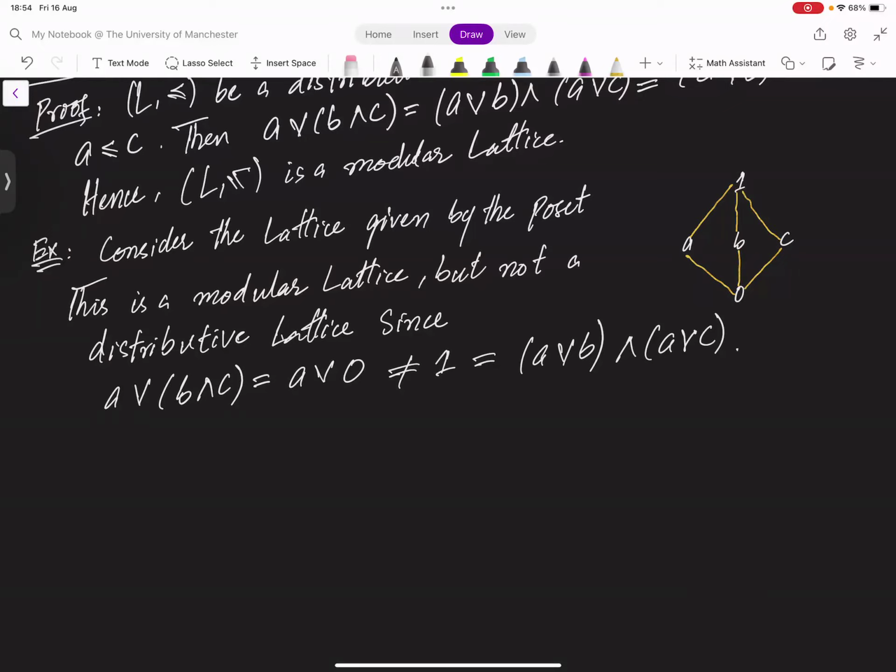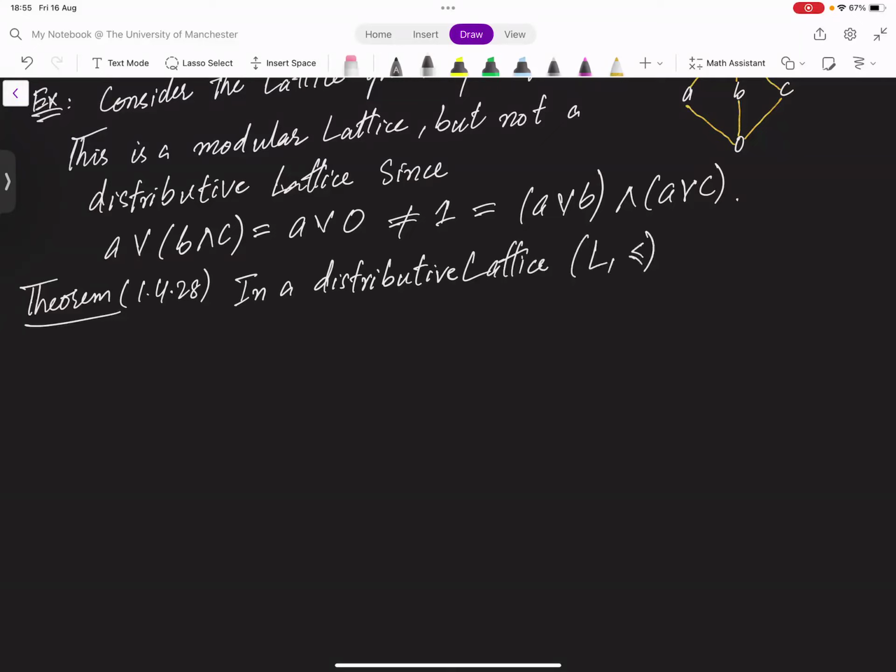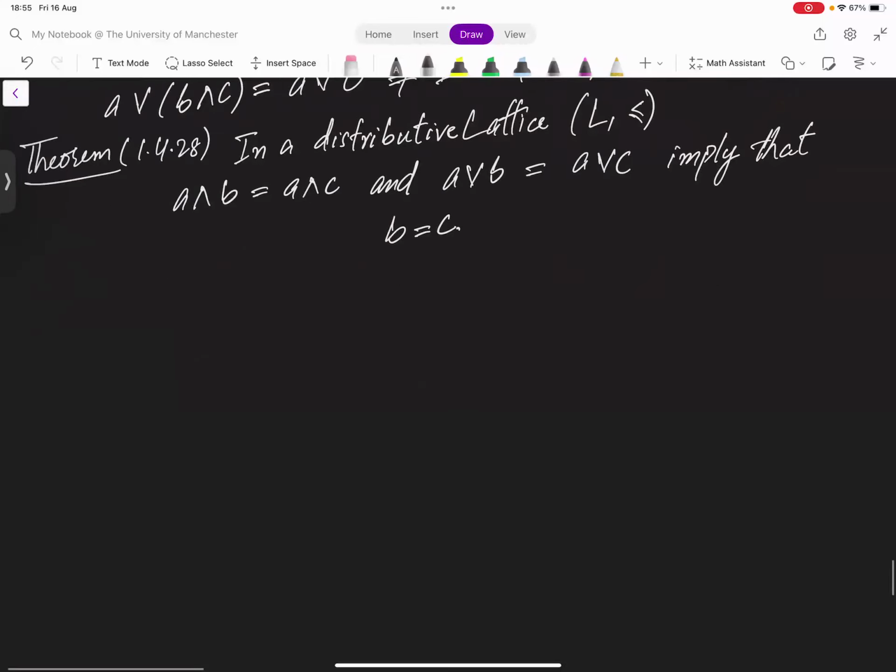The last theorem says in a distributive lattice, A and B is A and C, and A or B is A or C, imply that B is C, for all A, B, C in L. We can prove this.